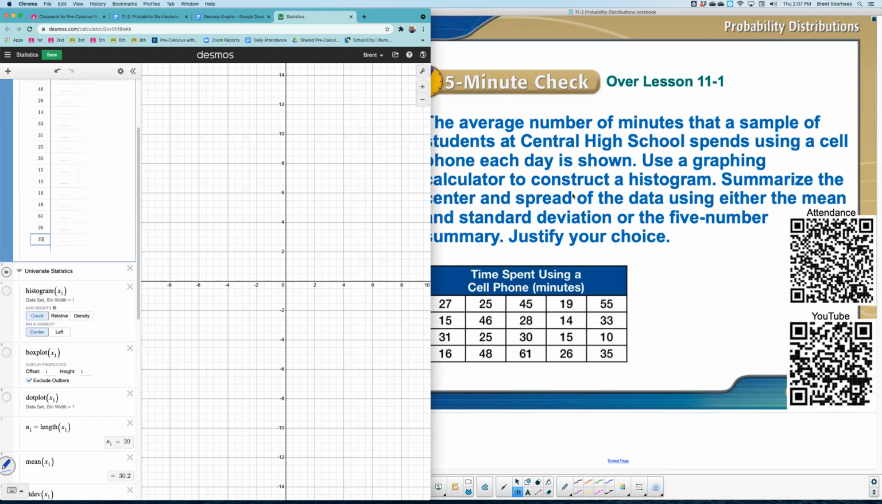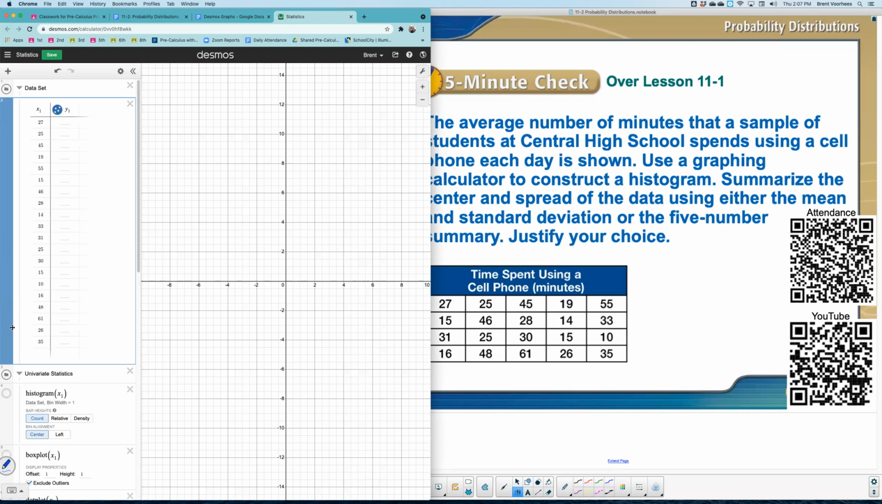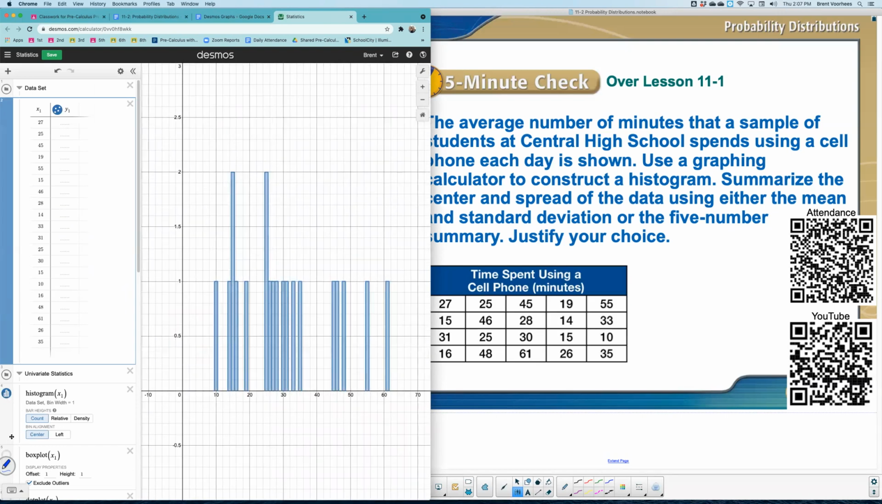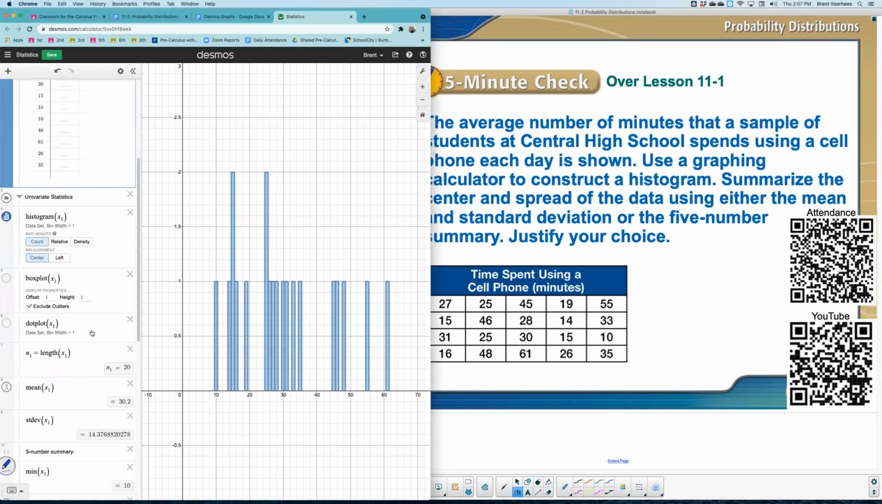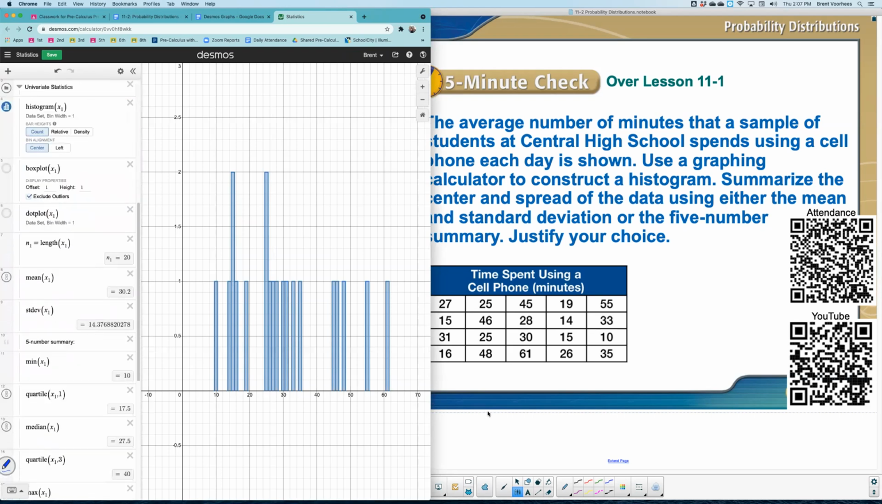So this problem asks us to create a histogram. I'm going to click that circle, and then hit this little zoom fit button right there. When I do that, I see my data, and I can tell that this is not symmetric. This is going to be skewed right. Because of that, I would not use the mean and standard deviation. Instead, I would use the 5-number summary because it's skewed.